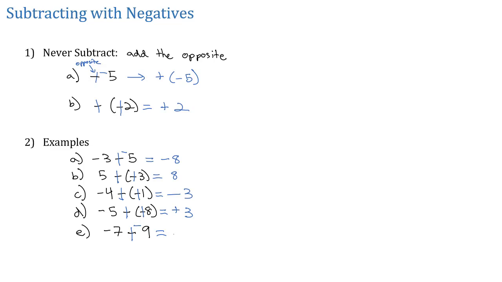And we've got 2 negatives. So the answer is negative, because we're going to end up with a lot of negatives. We end up with 16 of them when we add the numbers together. So how do we subtract with negatives? We don't. We're always going to add the opposite.